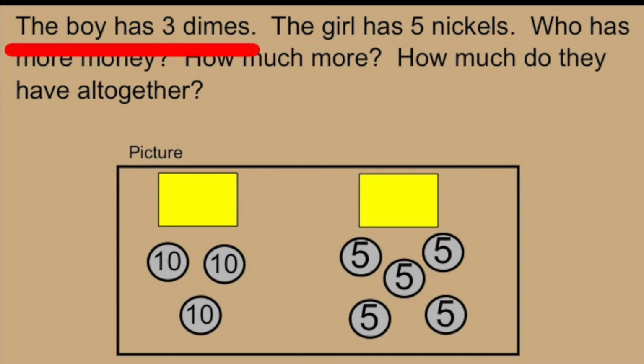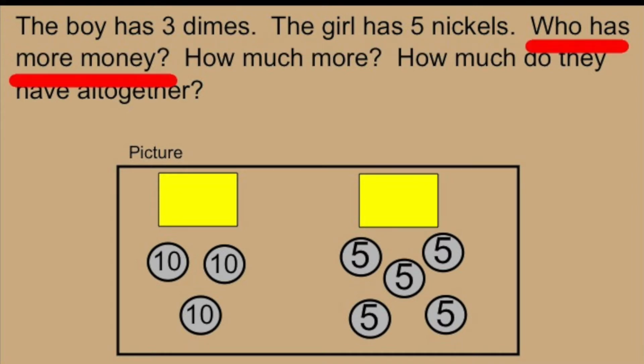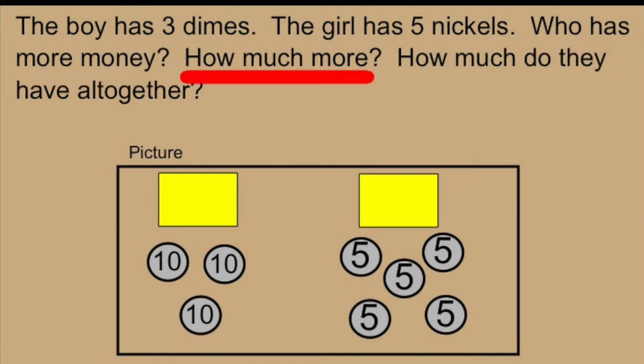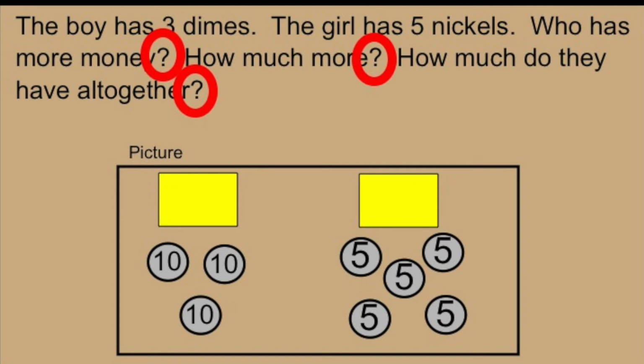So let's take a closer look at this word problem. It says, the boy has 3 dimes. The girl has 5 nickels. Who has more money? How much more? How much do they have altogether? You may have noticed that this word problem has mostly questions. There's 3 questions in this word problem.